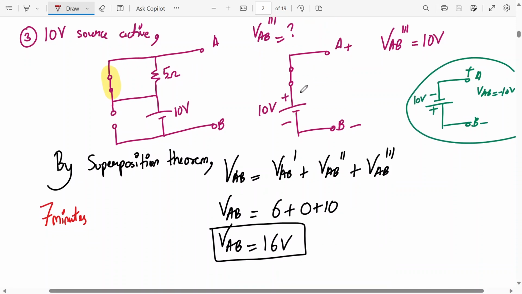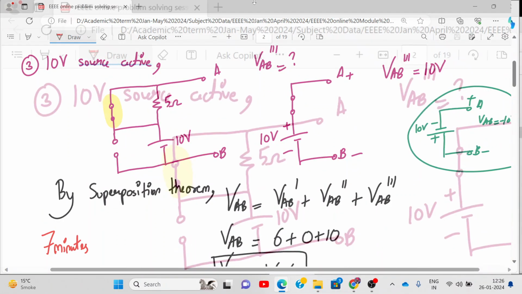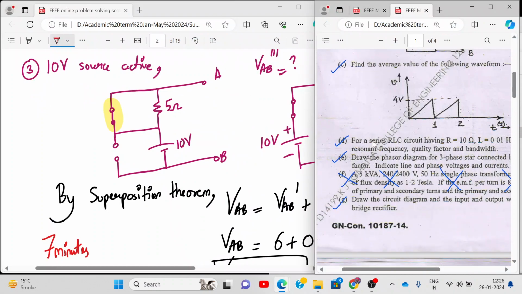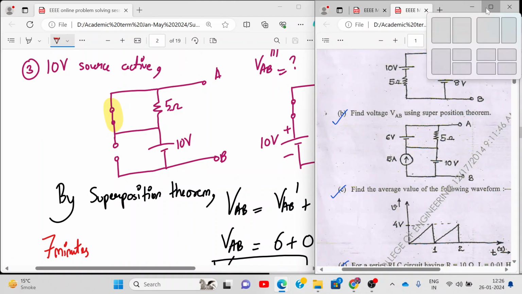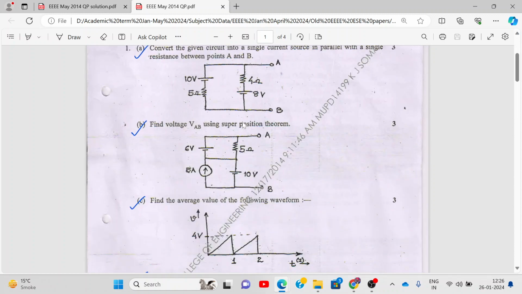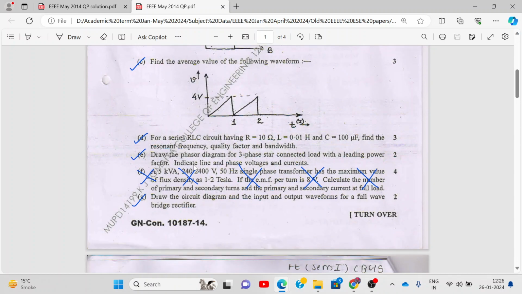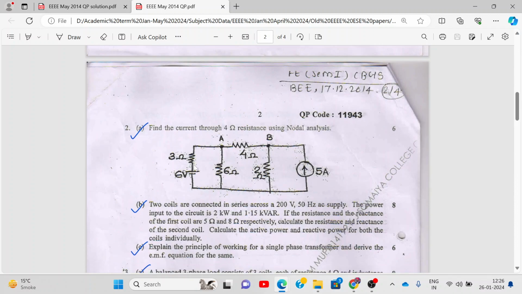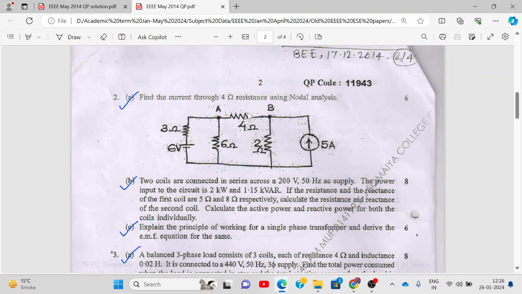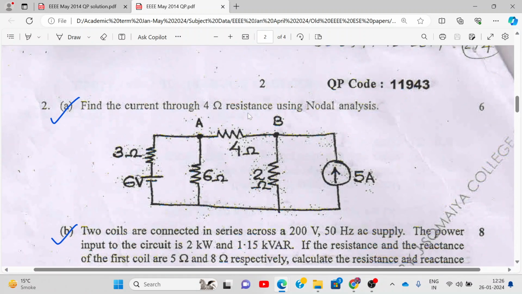Completed? Can we go to the next one? Everyone? Yeah, so this is your paper. So other questions are based on other modules. Our favorite, nodal analysis, have come. It will be a good practice, and it is asked for 6 marks over here. Find the current through 4 ohm resistance using nodal analysis.